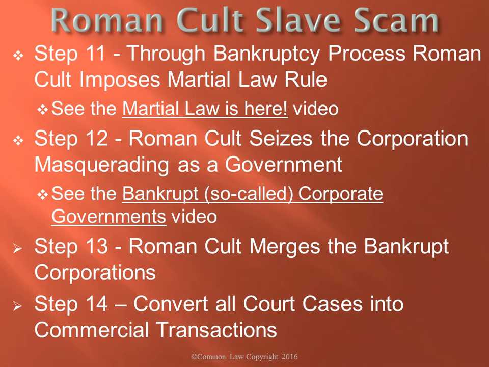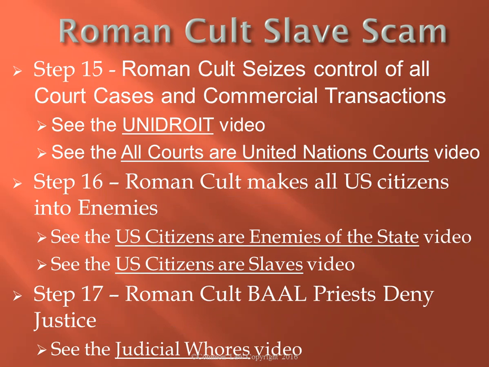Step 11 was through the bankruptcy process, the Roman cult imposes martial law rule. See the martial laws here video. Step 12, the Roman cult seizes a corporation masquerading as a government. See the bankrupt corporate so-called governments video. And step 13 was the Roman cult merges the bankrupt corporation. Step 14 converts all court cases into commercial transactions. Step 15, the Roman cult seizes control of all court cases and commercial transactions.